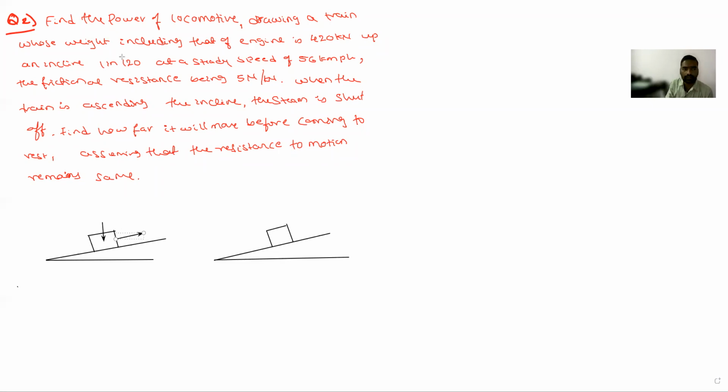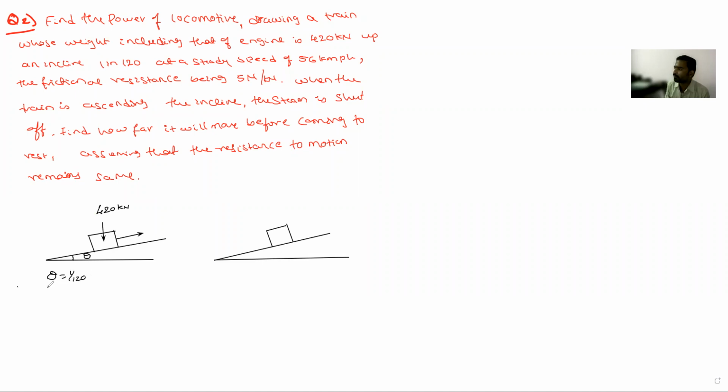So the question is: find the power of the locomotive drawing a train whose weight, including that of the engine, is 420 kilonewton. Means the total weight of the locomotive is 420 kilonewton. Then up an incline of 1 in 120. This inclination is theta, and he has given this theta value as 1 in 120.